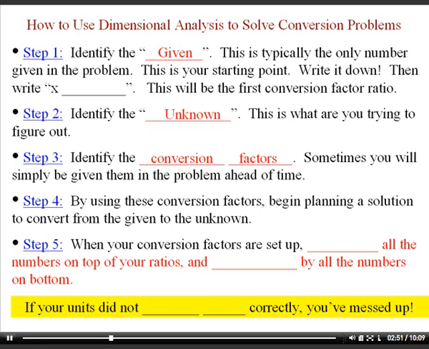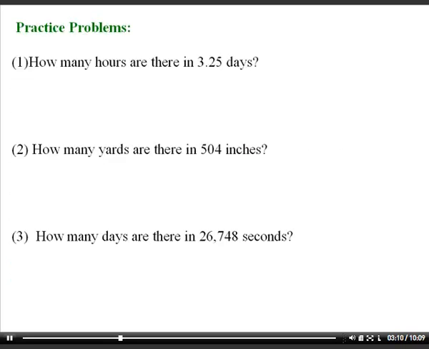Then in step 5, you're going to set up your conversion factors in such a way that the units cancel out correctly, and then you're going to multiply by all the numbers on top of your ratios, and divide by all the numbers on the bottom of your ratios. If you didn't do it correctly, your units are not going to cancel out, and you can clearly see that you've done something wrong. We're going to look at 3 examples on the next slide.